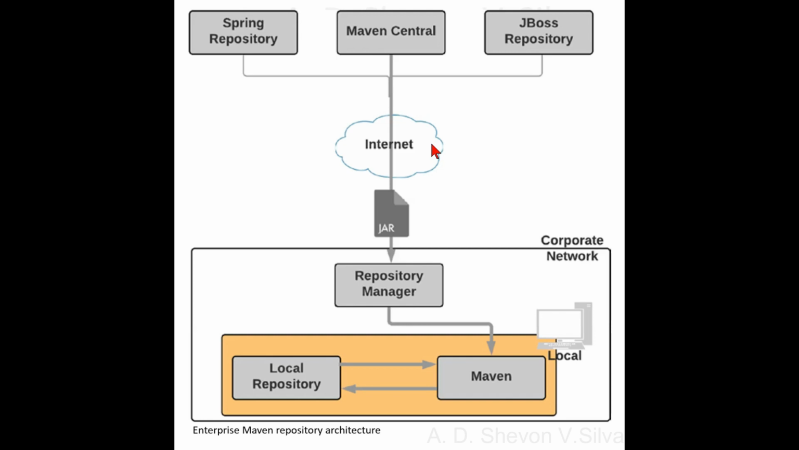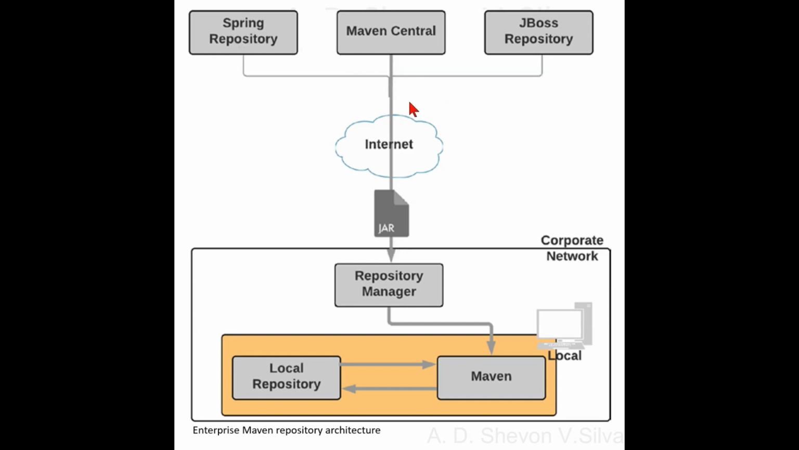The final issue concerns bandwidth and download speeds. In times of heavy load on Maven Central, the download speed of Maven artifacts is reduced, and this might have a negative impact on your builds. Hence, most enterprises employ the architecture shown here.